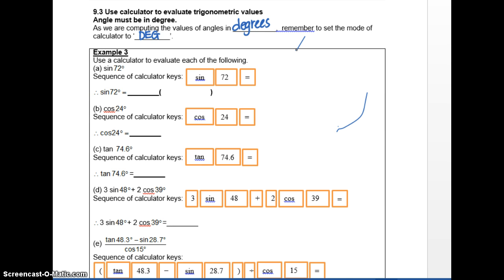You can now follow the instructions provided in example 3. Just look at the orange boxes and key in accordingly. You should be able to find the answer. The answer may not be a whole number all the time, and you will need to round it off to 3 significant figures.